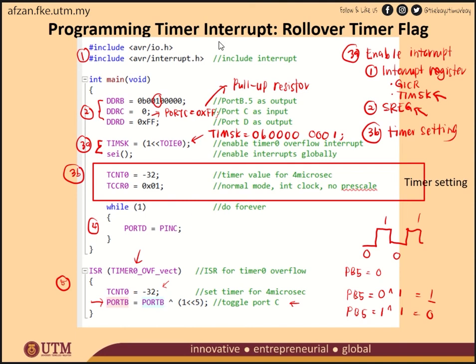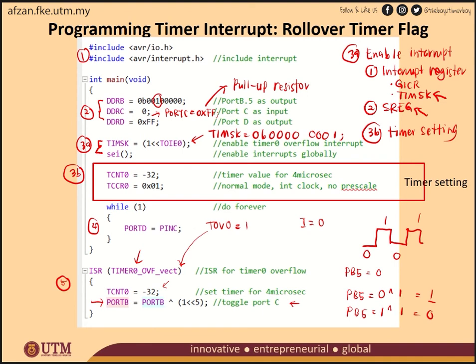Now you are here, you read the value from pin C and send it out to port D, and whenever TOV0 equals 1, the AVR will clear the I bit in the status register. So the I bit in the status register becomes 0. This indicates that the microprocessor is currently serving an interrupt. When this happens, the microprocessor will jump to do an ISR.